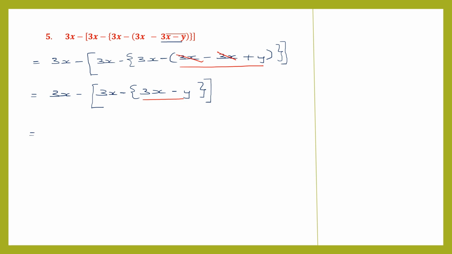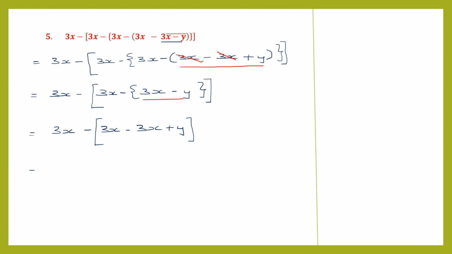So here we have 3x minus 3x. Now we're going to remove the curly bracket. So see the sign before that, it's minus. So the sign of these two terms will change. This will become minus 3x. This will become plus y. So let's write that minus 3x plus y. Now the curly brackets are removed. You only have the square brackets left. So we need to work out what's inside.